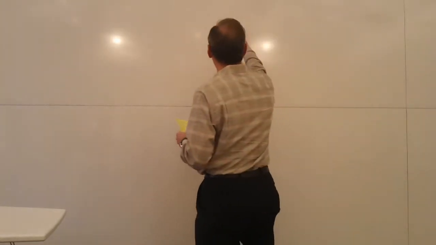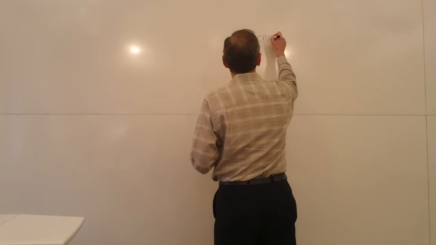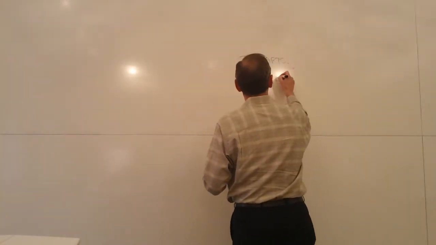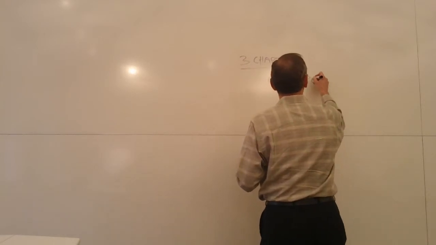I'm going to do a quick outline and work in particular one problem, and then I'll be happy to answer questions. So it's pretty simple here. There are really just 3 chapters that we're concerned with since the last one. So we have chapter 7, point estimation.